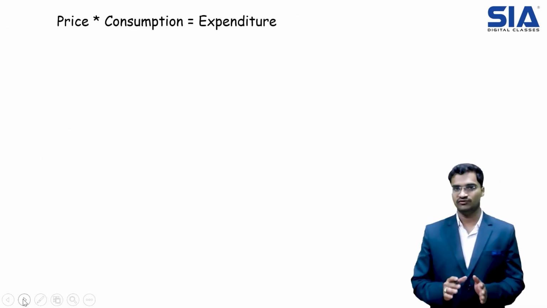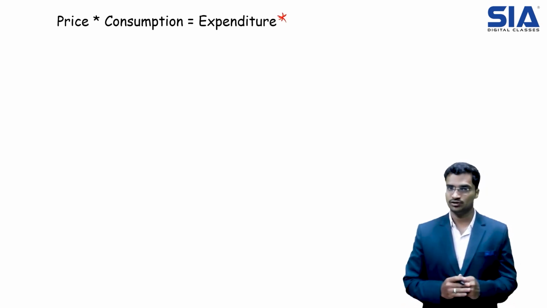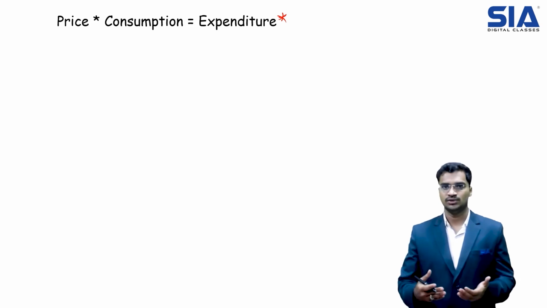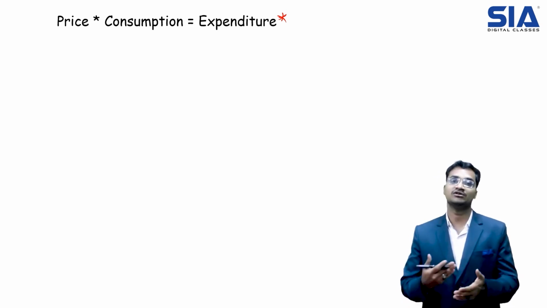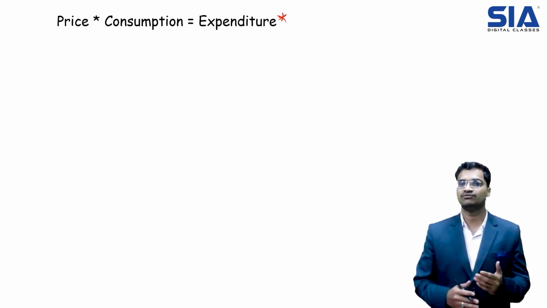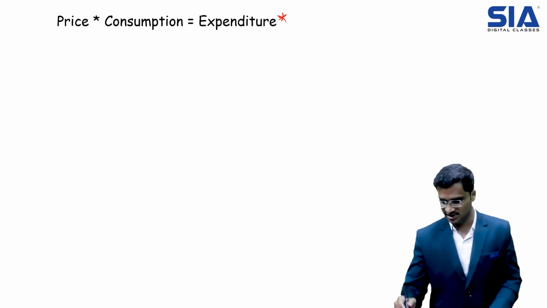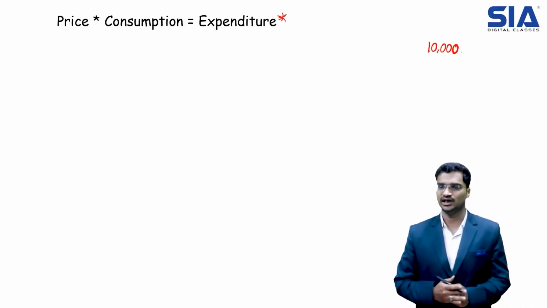Or next model. This next model is also very important, which is the price into consumption model. Let me assume I'm a shopkeeper going to the market. My everyday budget for the market, my expenditure, is 10,000.